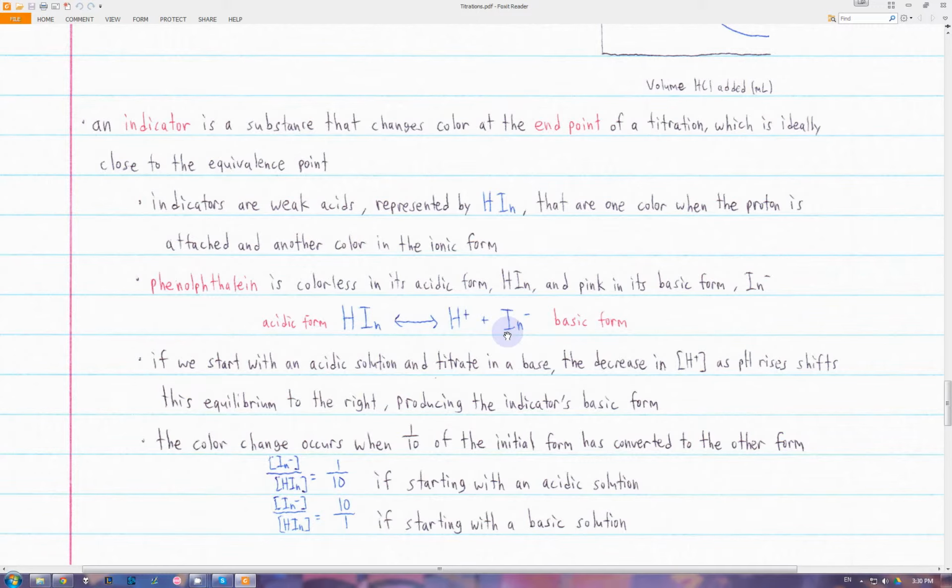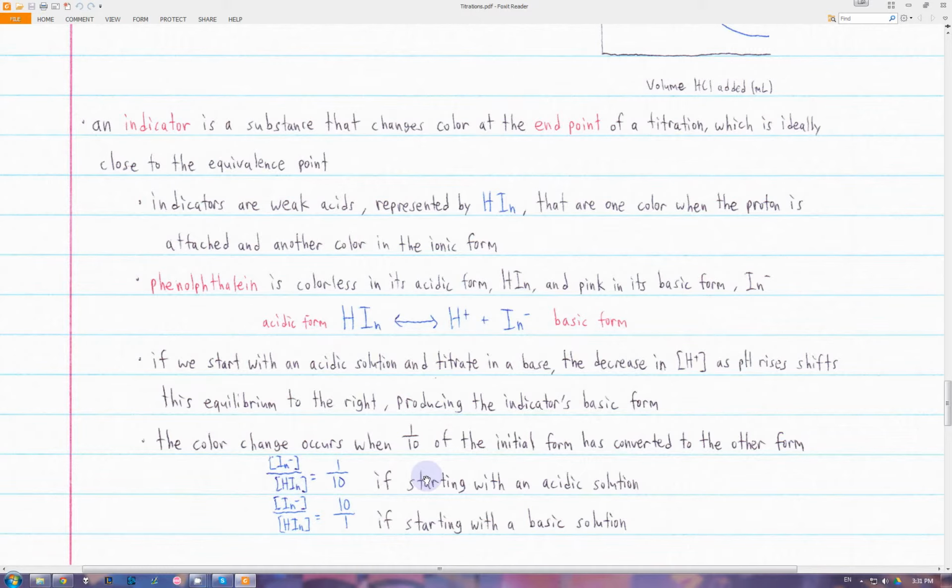And so when the ratio of the concentration of IN minus to the concentration of HIN is equal to 1/10, that means 1/10 of our initial form, the acidic form of the indicator, was converted to the basic form. And so that's when we'll see that color change.